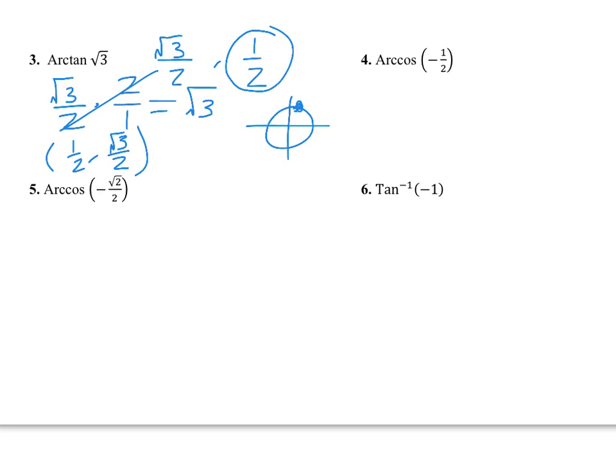Now, this would also happen when both these coordinates are negative, which would be down here. But again, tangent has a domain that is quadrants 1 and 4. So the only answer we want is this one up here, which is 60 degrees. Alright, what is 60 degrees in radians? Well, pi is 180. So how do we turn 180 into 60? We divide it by 3.